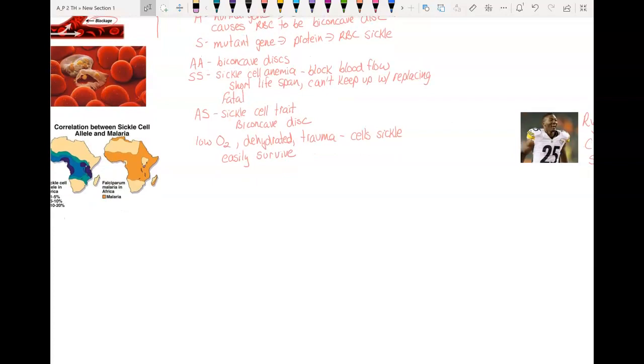And as you can see, Ryan Clark recovered. Once you get more oxygen, your cells go back to being round. So if you have sickle cell trait, you have the biconcave disc. Then if you get low oxygen, you will sickle. But as soon as your oxygen returns to normal, you go back to the biconcave disc. Your cells go back and forth. And if the time that they're sickled is a very short period of time, it doesn't actually do any harm to you at all.